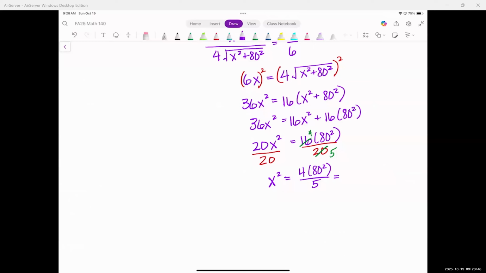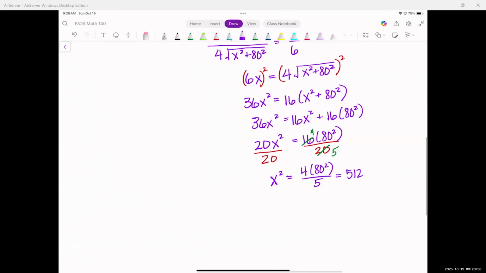And at this point, we would use a calculator to evaluate this, and we get that x squared equals 5,120. And so to find x, we're going to take the square root. We don't need the negative square root solution because in the context of this problem, a negative result doesn't make any sense, but we get 71.554 and some change. So that's our value of x.